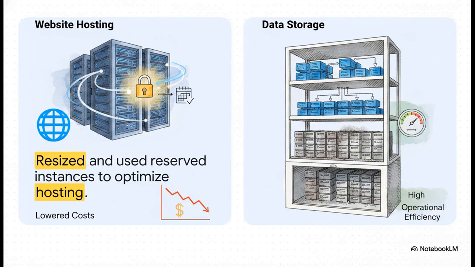On one hand, we have a company using AWS for website hosting. They applied what we just learned, they resized their instances to fit their actual web traffic, and they locked in reserved instances for their baseline needs. The result? Massively optimized costs. On the other hand, we have a company heavily focused on data storage. By scanning their environment, they identified inefficiencies, optimized their storage tiers, and not only reduced their monthly bill, but actually improved their overall operational efficiency. It really is a win-win in both scenarios.